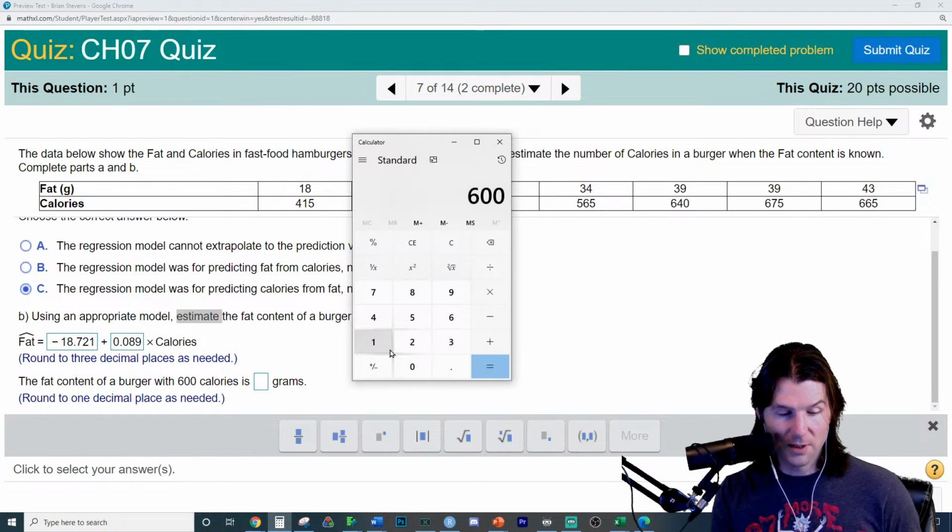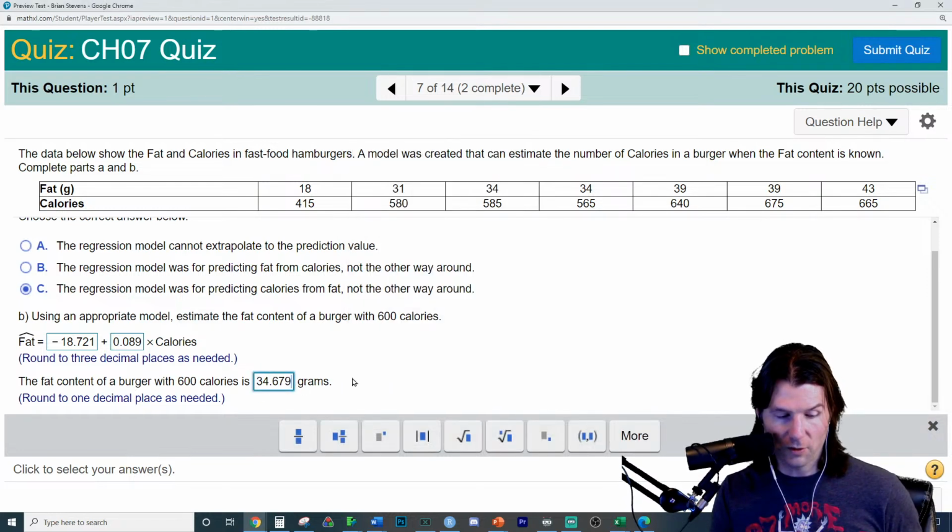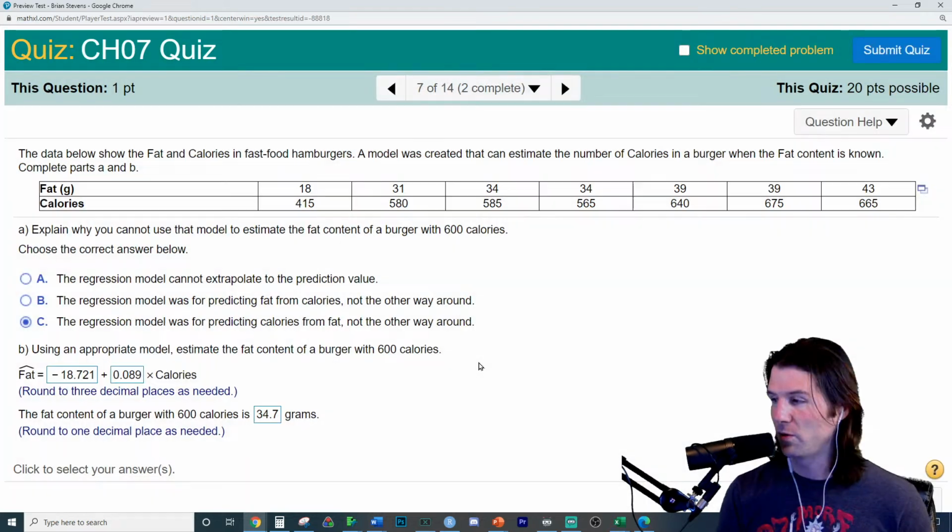So 600 calories is going to get plugged in right here. We're going to times that by this right here. There's the value there. And then we're going to subtract, because this is a negative intercept, 18.721. Then we're going to drag drop. We're going to delete down to 1 decimal. We're going to get a 100. Of course, we get the 100.